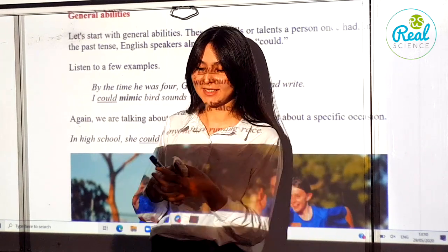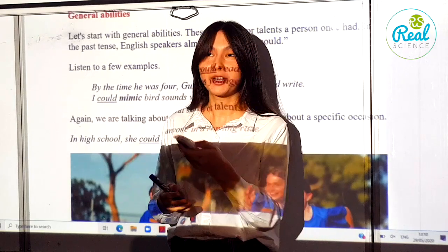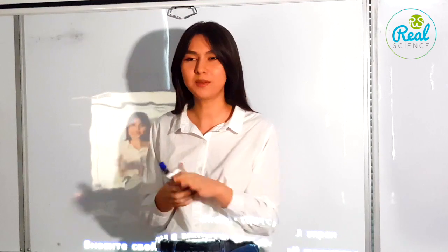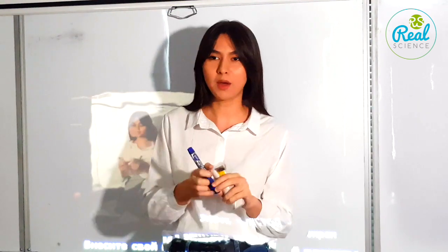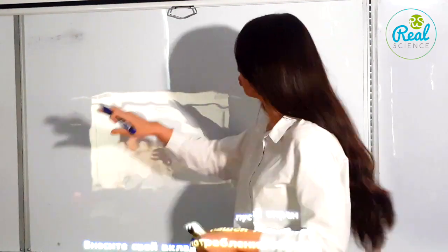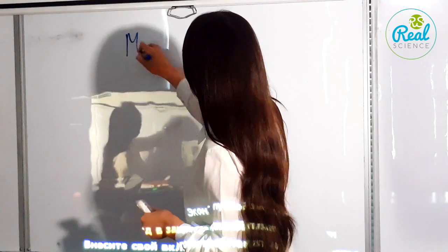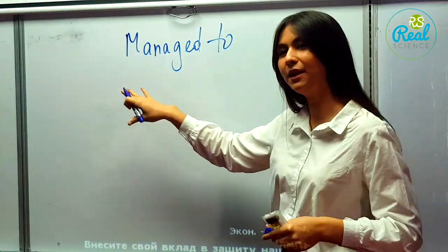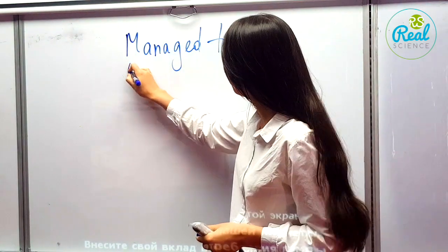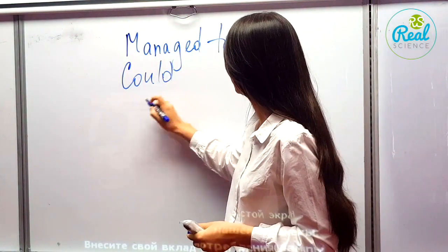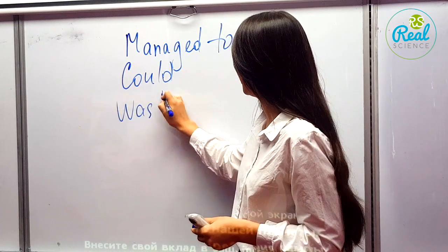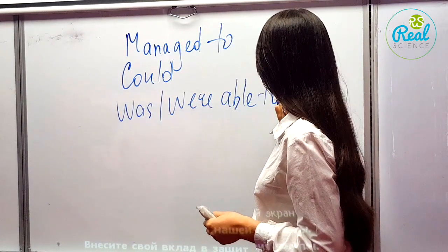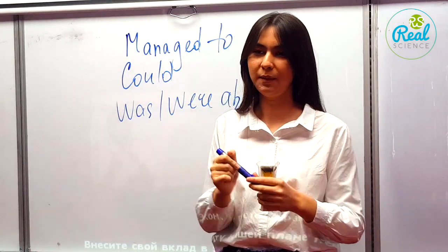Okay, nice. So before starting our grammar part, guys, can you remember the modal verbs? I will actually write managed to, could, must. So we have managed to, and we have could, and we have was and were able to. What is the difference between them? Can you tell me, guys?